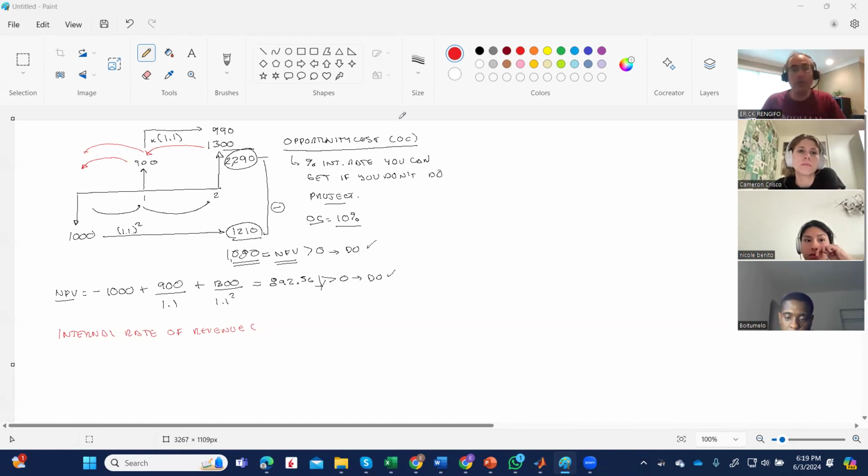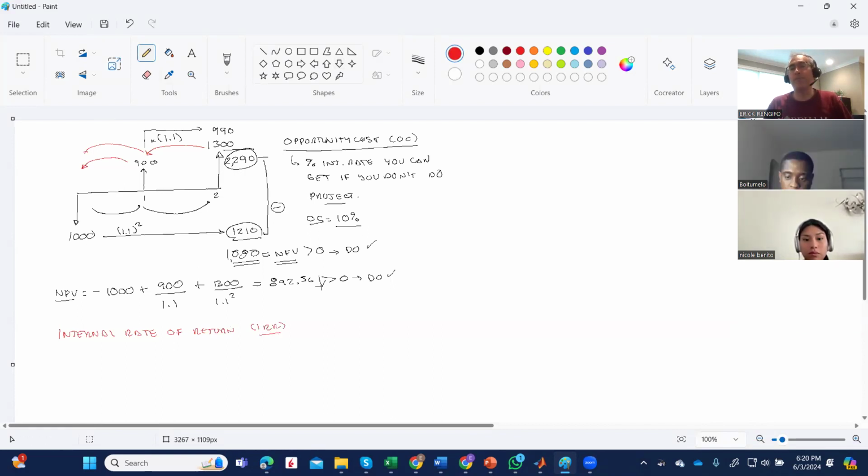Sorry, guys. Okay, so the other one is called the internal rate of return, not revenue, internal rate of return. Also called the IRR. Got it? So what is the IRR, guys? This is simply the average percentage return for the project. Got it?